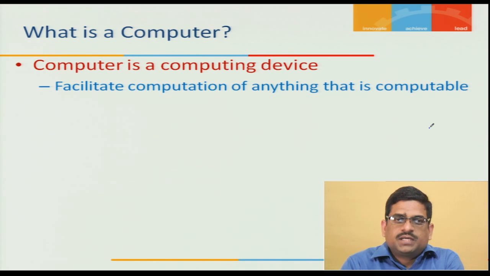So, as we know, a computer is basically a computing device. What does it mean by a computing device? It basically facilitates the computation of anything that is computable. What does it mean by computable? It means we can solve it by hand, I can derive a solution without taking any help from any machine. If it is solvable by hand, it should be solvable by a machine as well.